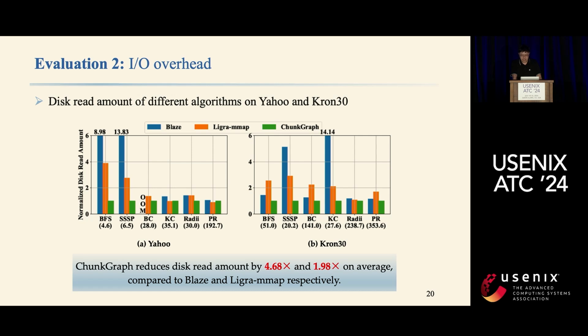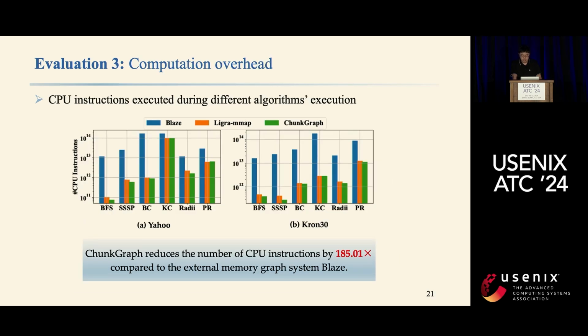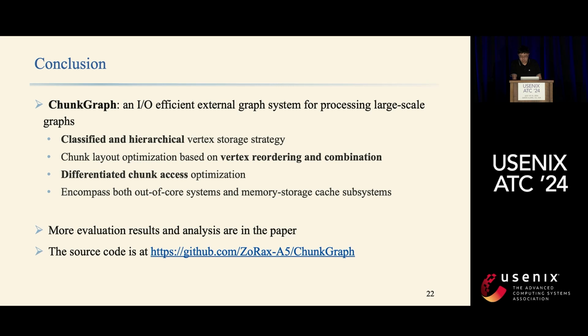We further measure the I/O overhead during the query process. Compared to Blaze and Ligra-mmap, ChunkGraph shows better I/O efficiency due to its hierarchical structure and optimization on chunk layout. Meanwhile, we quantify computation overhead for different systems. ChunkGraph achieves similar computation costs to Ligra-mmap and significantly reduced overhead compared to Blaze, as it avoids extra synchronization overhead.